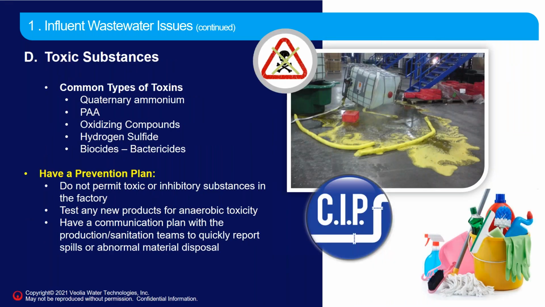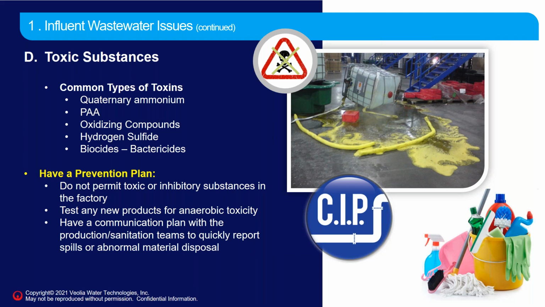Toxic substances can also cause the loss of biomass. And the most common toxins are quaternary ammonia, peracetic acid, any oxidizing compound, hydrogen sulfide. Bactericides and biocides are also toxins that can cause biomass to wash out. And why does it cause it to wash out? Because it usually dies, it sloughs off the granules, and then you lose biomass.